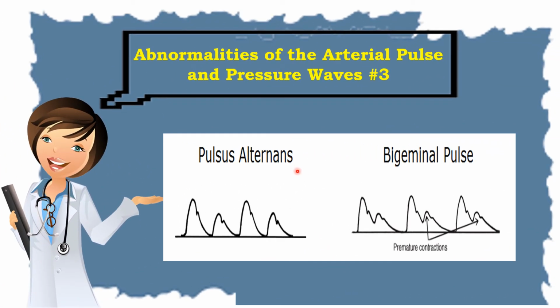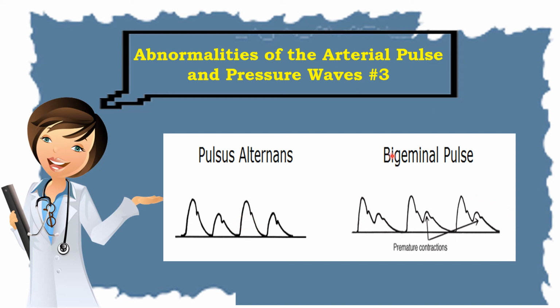Another abnormality of the arterial pulses and pressure waves is the pulsus alternans, wherein the pulse alternates in amplitude from beat to beat even though the rhythm is regular. When the difference between the stronger and the weaker beats is slight, it can be detected only by sphygmomanometer. Pulsus alternans indicates left ventricular failure and is usually accompanied by a left-sided S3.